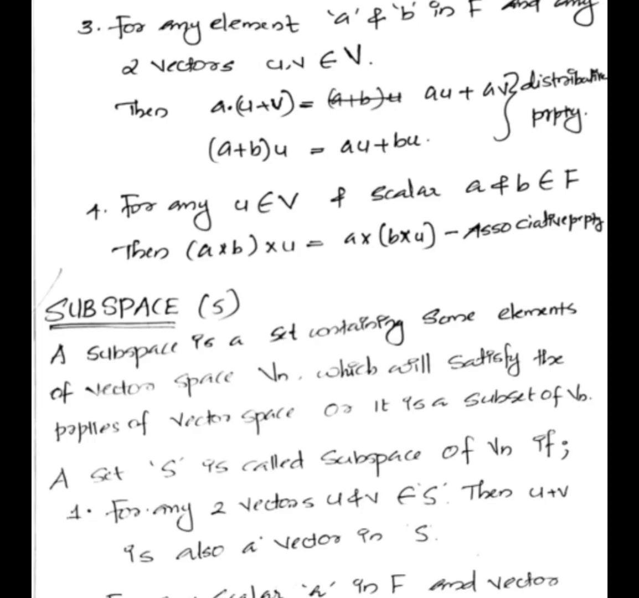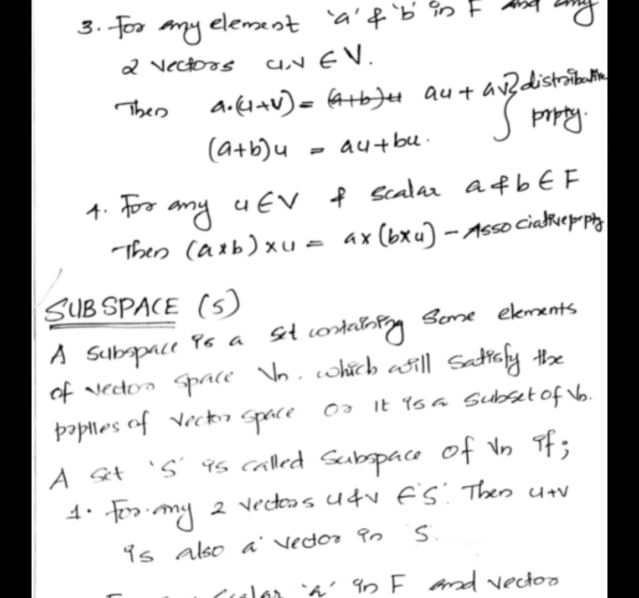A set S is called a subspace of Vn if it satisfies these two properties. First property is for any two vectors u and v elements of S, then u plus v is also a vector in S. That's the first property, the closure property. Then for any scalar A in F and any vector u in S, A into u is an element of S. These are the two properties which say a set S is a subspace of V, that is, of the vector space.